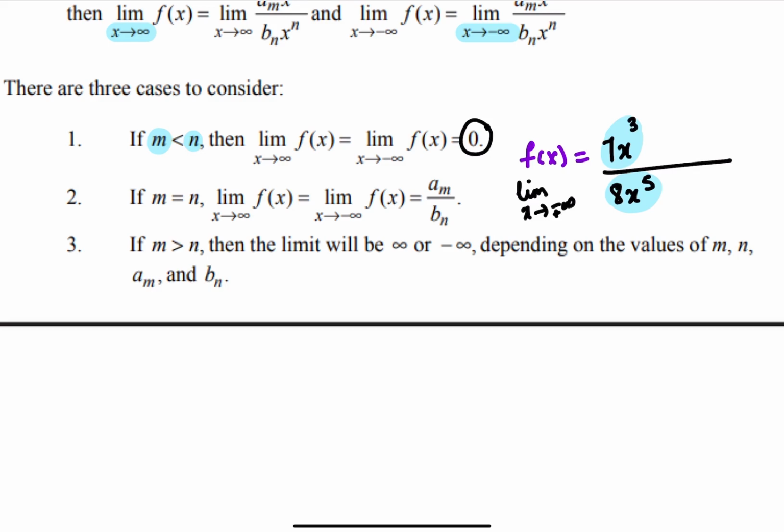Now let's go ahead and see when my power is equal. So when the power of the numerator is the same as the power of the denominator, then my limit when x goes to positive infinity or negative infinity, the function value would simply be 7 over 8, which is the coefficient of the top by the coefficient of the bottom. Now we have another case when the power of the numerator is greater than the denominator, then my limit simply goes to positive infinity or negative infinity.